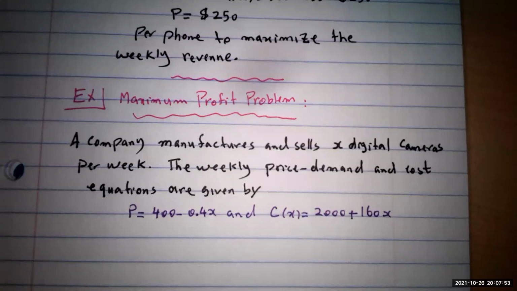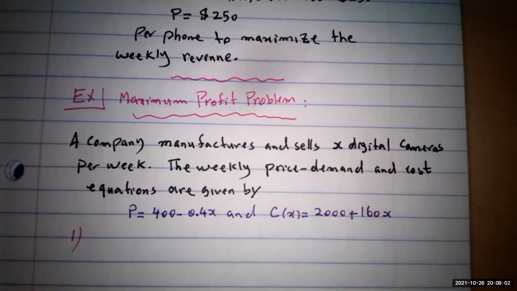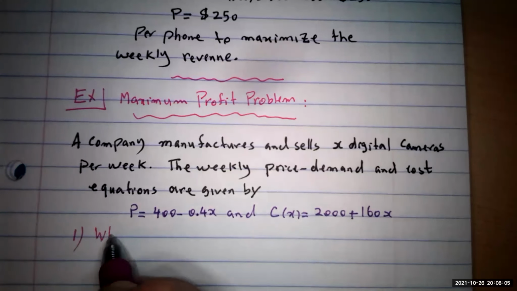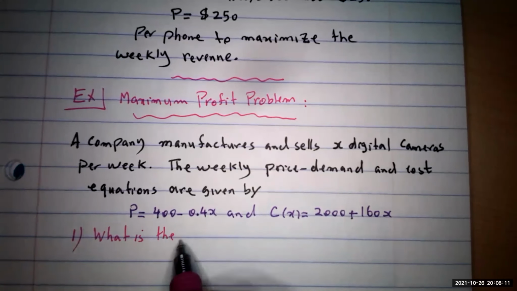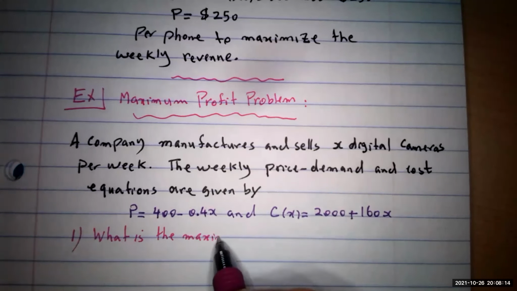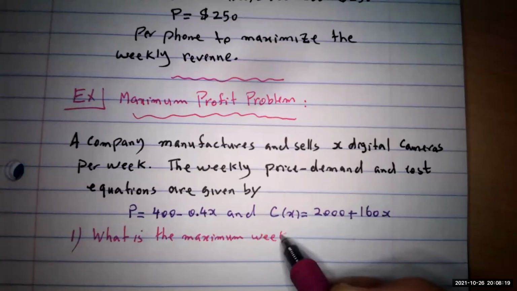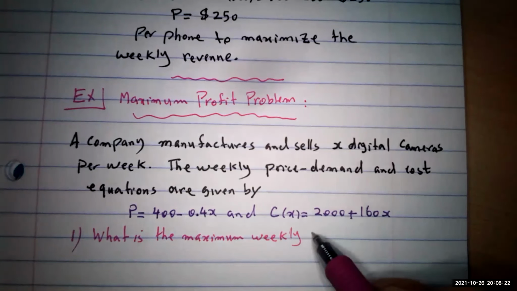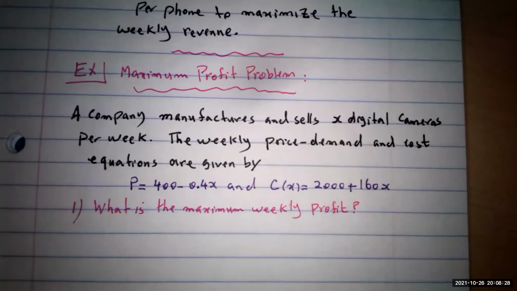What do you want? The first part is, what is the maximum weekly profit? That's the first part, and this is the money.